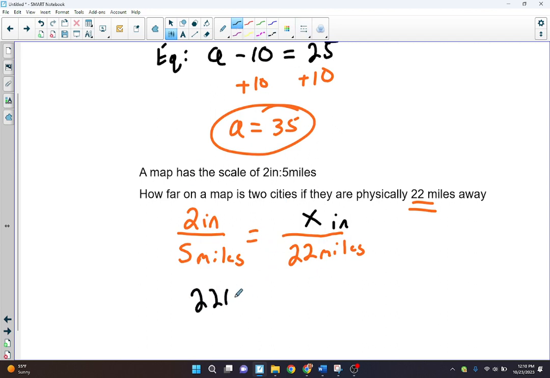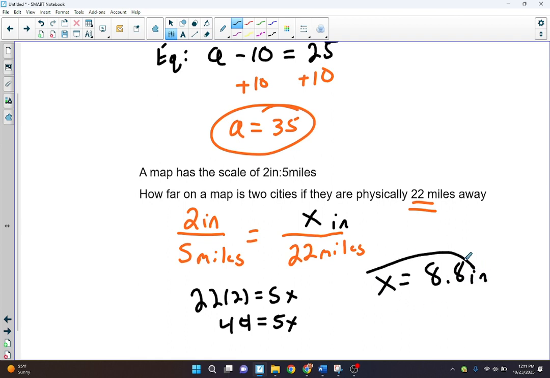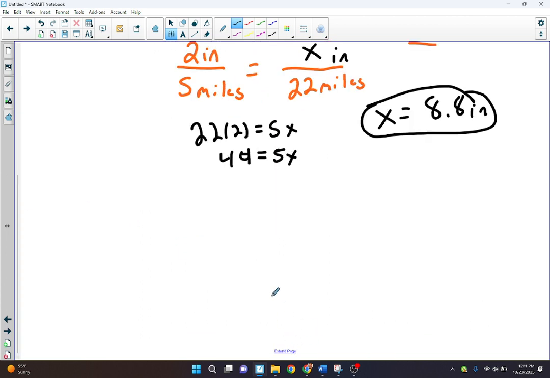So 22 times 2 equals 5 times x. 44 equals 5x. X equals 8.8 inches. Now in this scenario, you ask yourself, is it okay to be a decimal? You could have a part of an inch, you could have half an inch. So because of that, inches are okay to be a decimal.